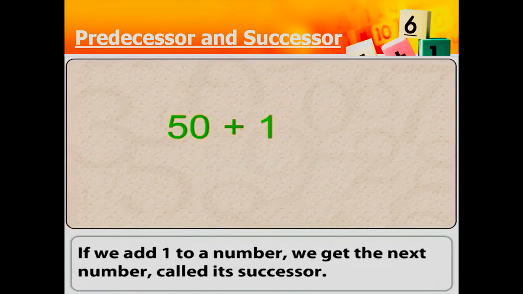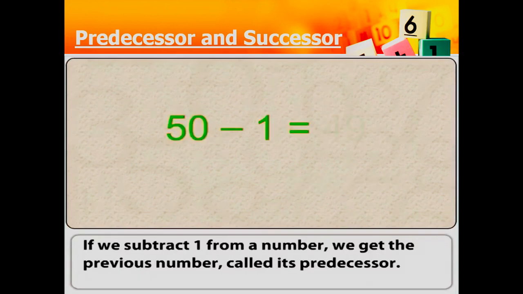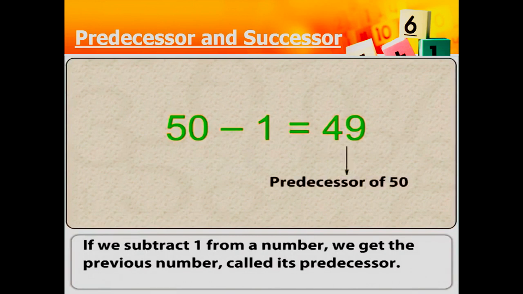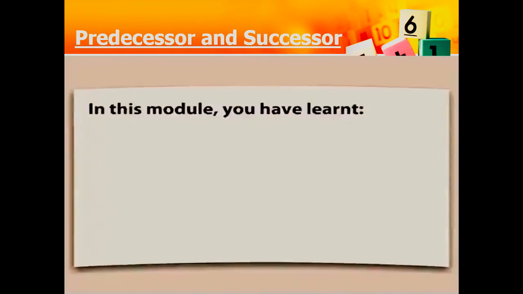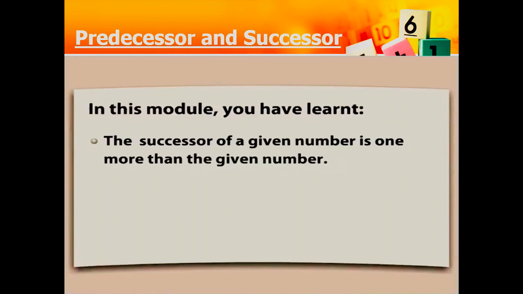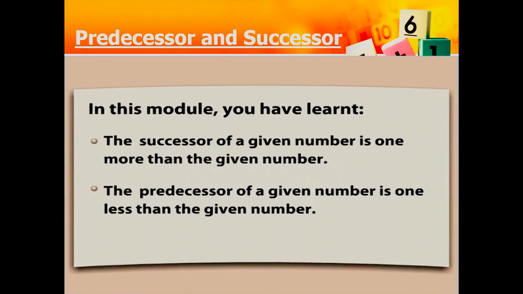If we add 1 to a number, we get the next number, called its successor. The successor of 50 is 51. If we subtract 1 from a number, we get the previous number, called its predecessor. Therefore, predecessor of 50 is 49. In this module, you have learned the successor of a given number is one more than the given number. The predecessor of a given number is one less than the given number.